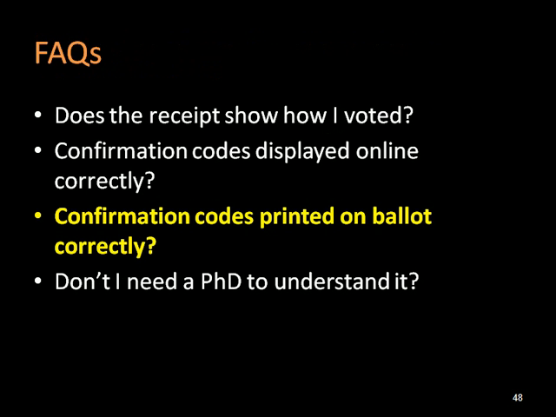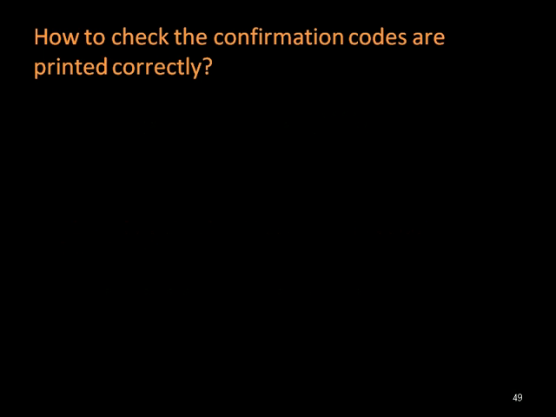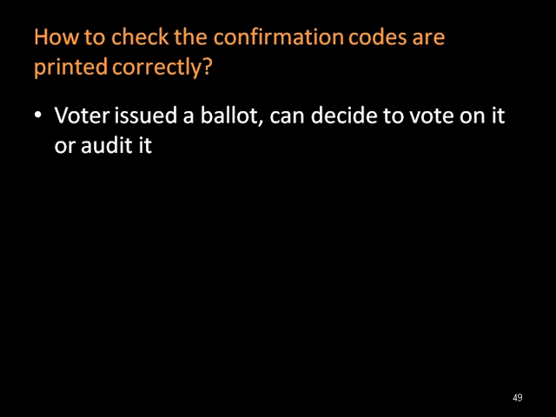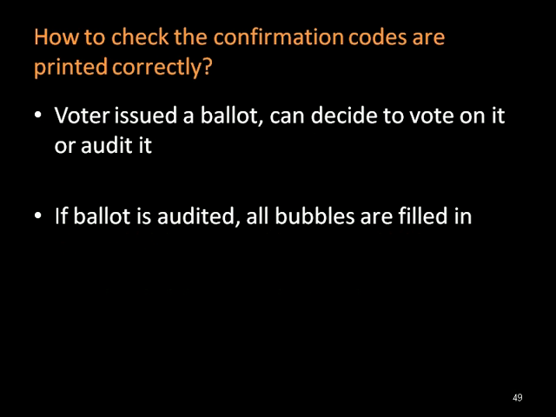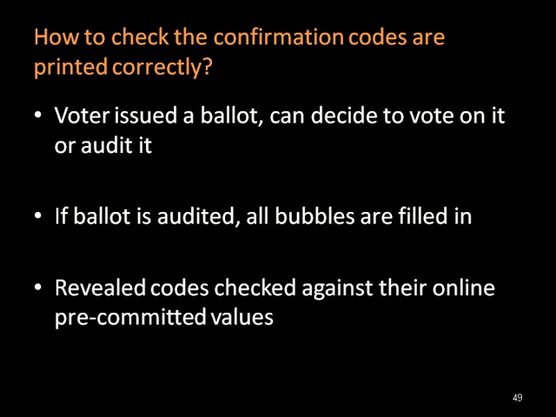But if I can't see the confirmation codes until I mark them, then how do I as a voter know that they were printed on my ballot correctly? Well, when I'm at the polling place, but before I vote, I can request an additional ballot to audit the printing of. This would involve me filling in all of the optical scan bubbles to reveal all of the confirmation codes. I can take this home with me, and when I go to check the confirmation code that I voted for, I can also check these confirmation codes as well to make sure that everything matches up correctly.